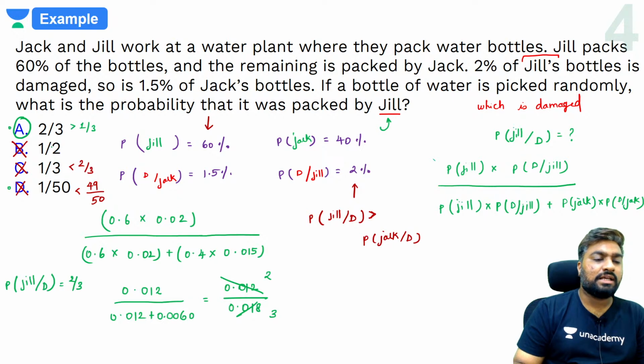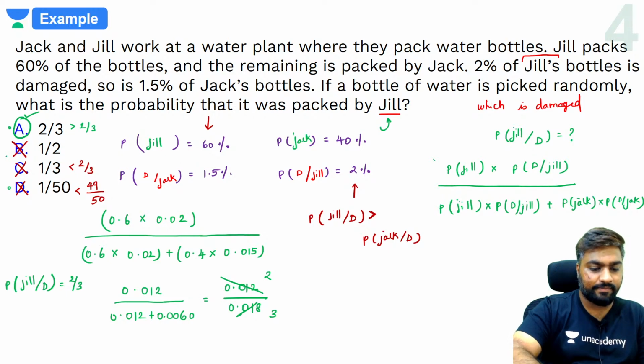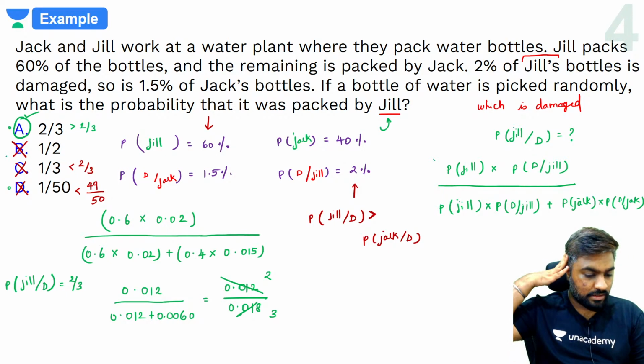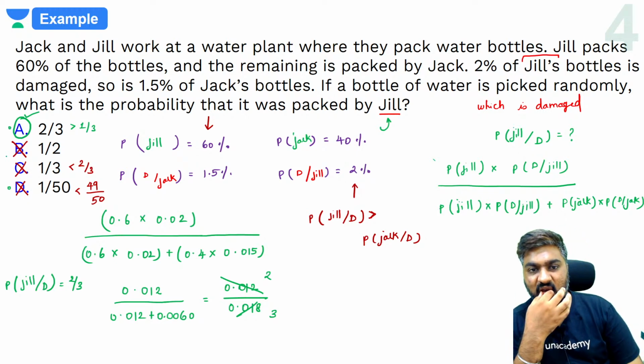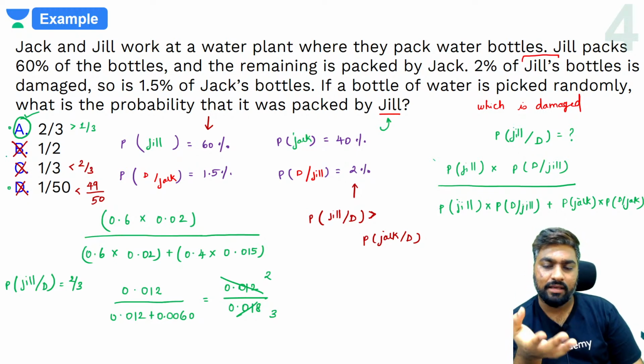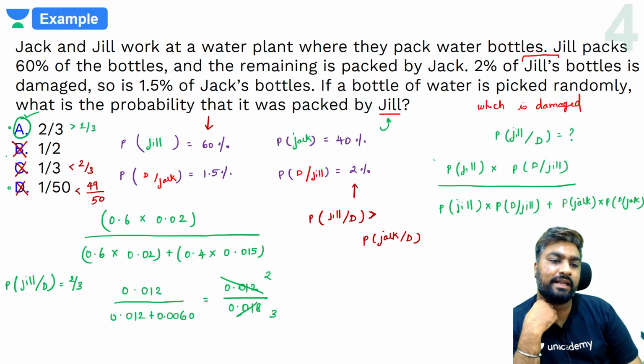तो यहाँ पे क्या हो जाता है? 2/3 is greater than 1/3. So chances of Jill producing a damaged bottle is high. So a damaged bottle produced by Jill will also be high. ठीक है? यस, यही सेम चीज आप नॉर्मल परसेंटेज से भी कर सकते हो, क्योंकि ये प्रोबेबिलिटी का सीन है, इसलिए we've done all this. अदरवाइज डायरेक्टली भी कर सकते हो. डन?